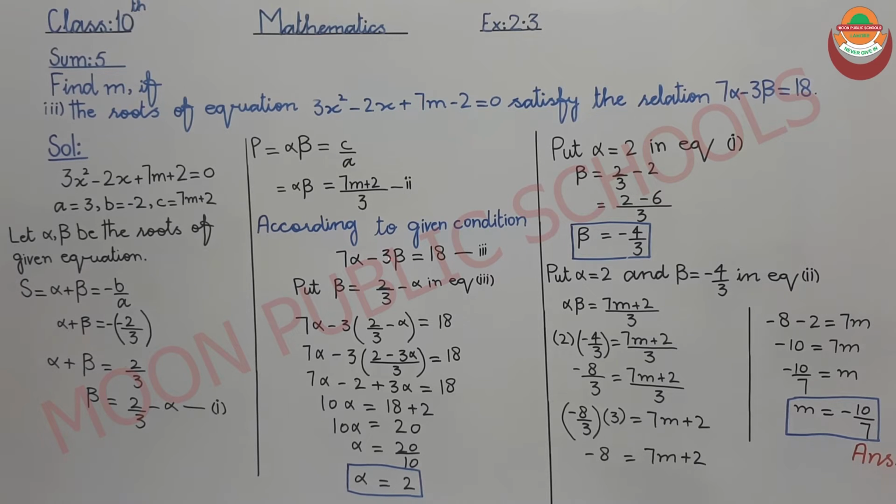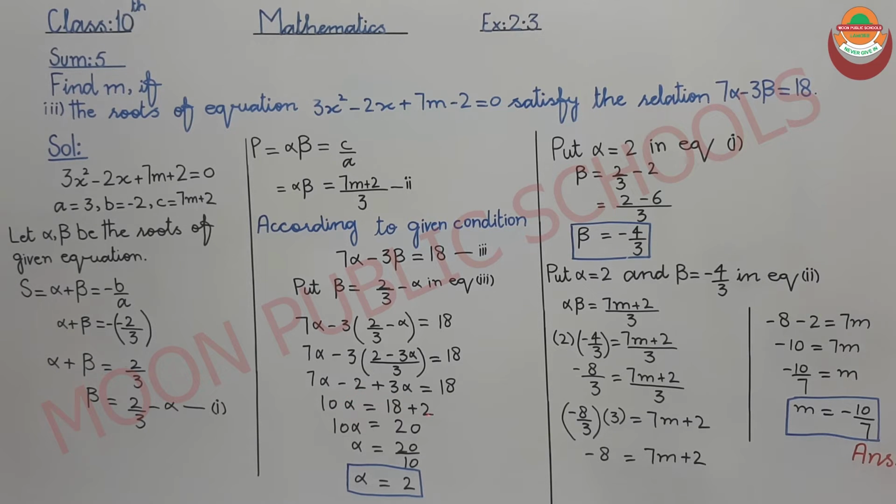Now we put in equation 3 the value of beta. The value of beta is 2 over 3 minus alpha. So we put beta equals 2 over 3 minus alpha in equation 3. 7 alpha minus 3 times 2 over 3 minus alpha equals 18. Here we take LCM. LCM is 3. 3 into alpha, 3 alpha. Now we write 7 alpha minus, cut 3 with 3, minus 2, multiplying minus with minus, minus minus plus 3 alpha equals 18. Now add 7 alpha plus 3 alpha equals 10 alpha.